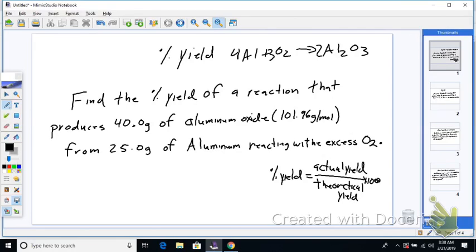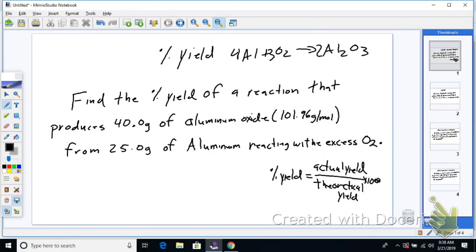Does that make sense? Everybody knows how to find a theoretical yield in here. It's a mass-to-mass problem. You're doing it on your lab. You did it on the assignment. Everybody can do that step. So if you don't know where to start, then that's what you start with. So let's go ahead and do that. Let's find the percent yield.